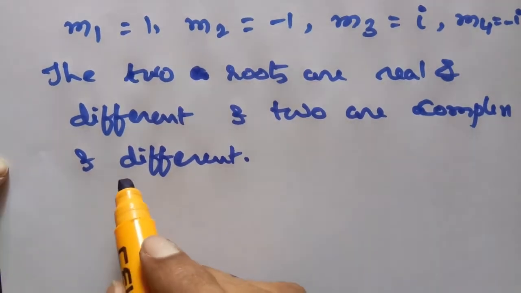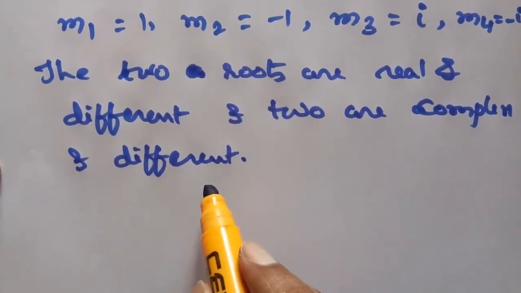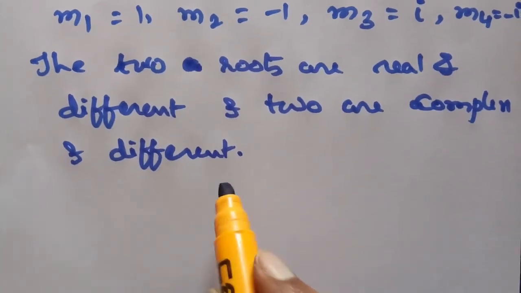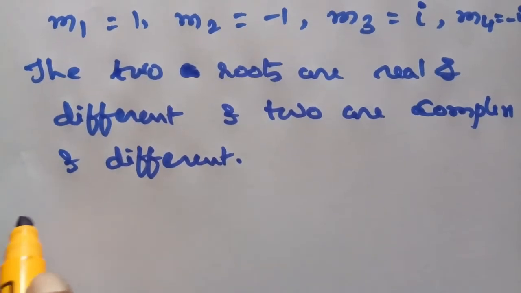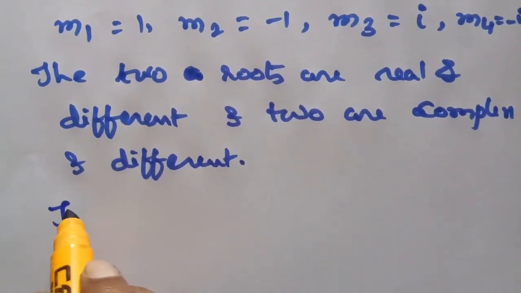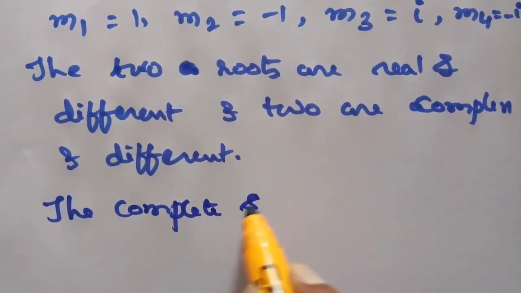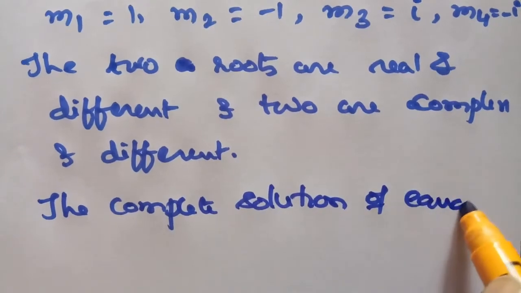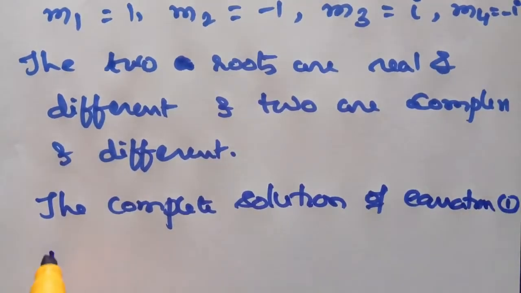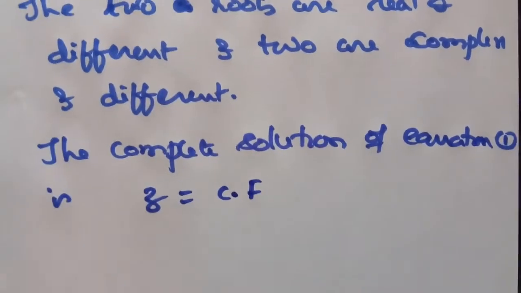We can write the complementary function as a complementary function. So therefore, here the right hand side is 0. The complete solution is equal to complementary function. The complete solution of equation 1 is z is equal to CF.